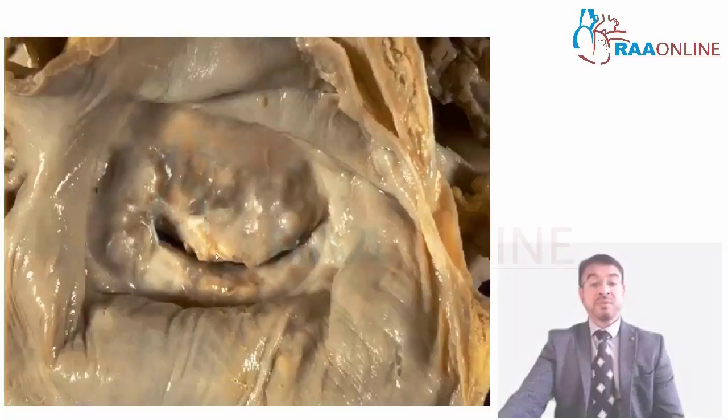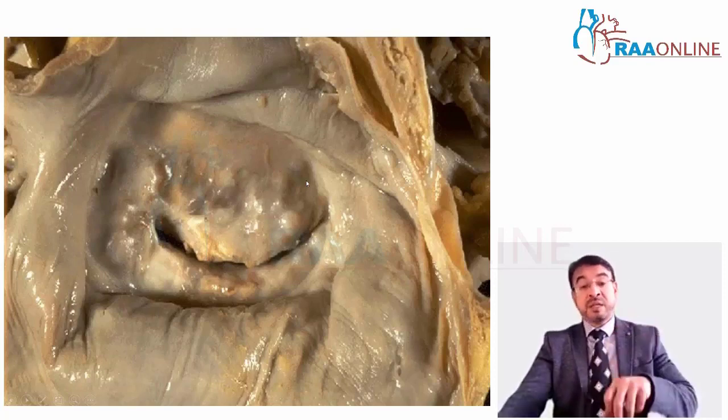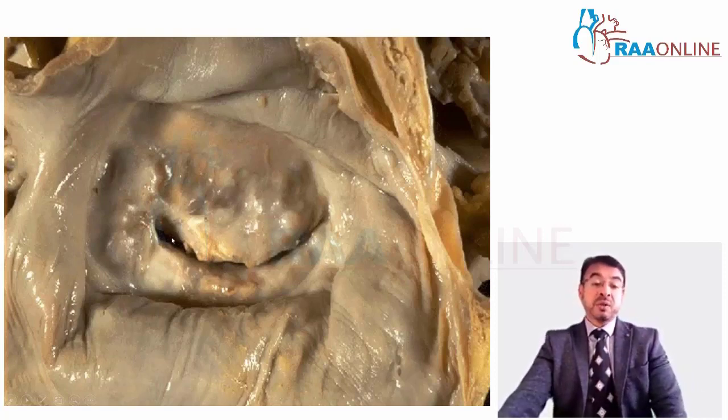This is another picture of the mitral valve, taken from a camera placed above the atrium, which has been cut open to show a stenosis. This is a fish mouth stenosis.